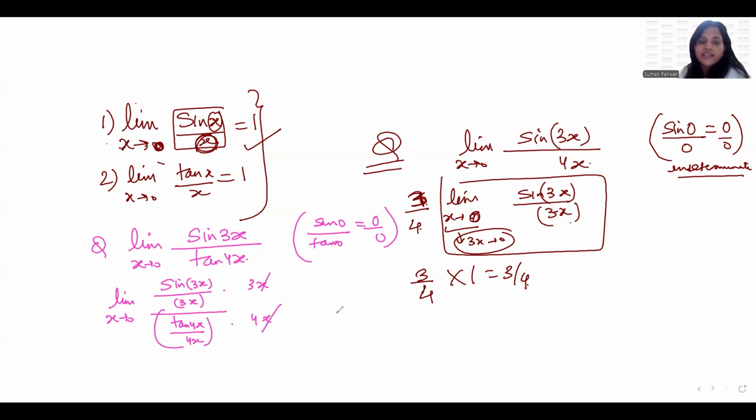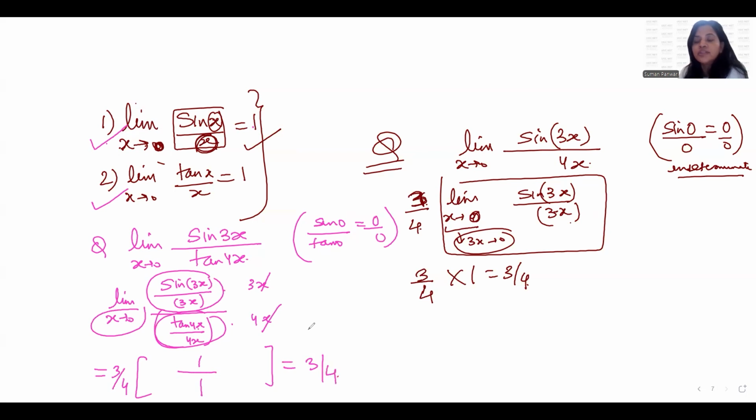Now this x and this x will cancel out. So 3 by 4 will come out. And now this particular limit will be 1, and this particular limit will also be 1 because x is going to 0. When x is going to 0, 3x is also going to 0 and 4x is also going to 0. Therefore, I can apply formula number 1 and formula number 2 comfortably. So the answer would be 3 by 4. This is how you use trigonometric limits.